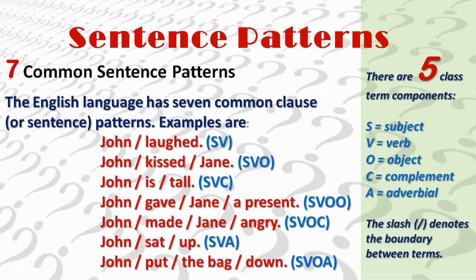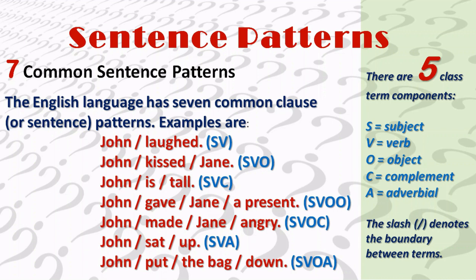Then the second last one there, John sat up, is SVA. Subject, verb, and adverbial. As you know, an adverb is something which describes a verb, and here up describes the verb to sit. John, the subject, sat, the verb, up is the adverbial. John sat up. And then the last one is SVOA.